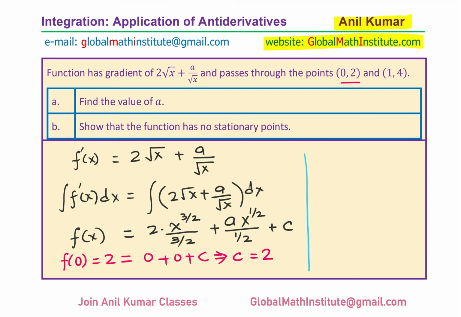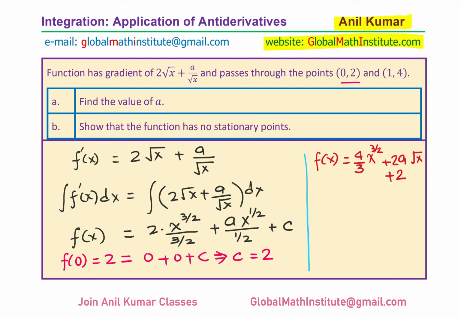The function is f of x equals 2 times x to the power of 3 by 2 over 3 by 2. So that gives you 4 over 3 x to the power of 3 by 2, plus a divided by half, which is times 2, right? So plus 2a square root of x, and then the value of c, which is plus 2, correct? So that becomes the value of the function.